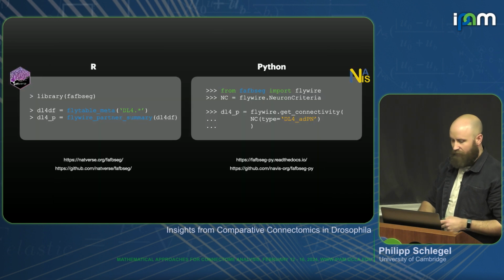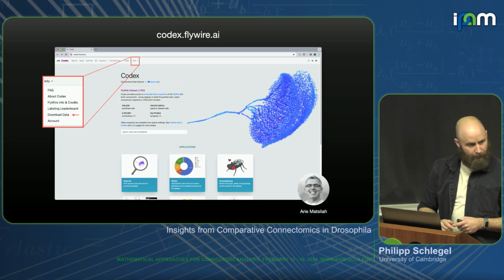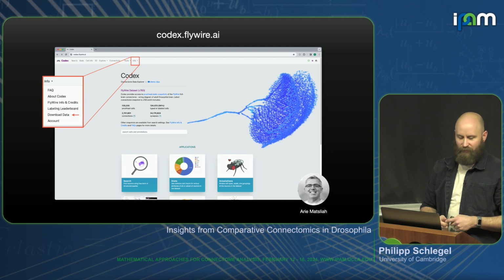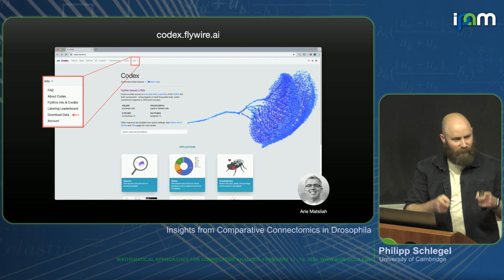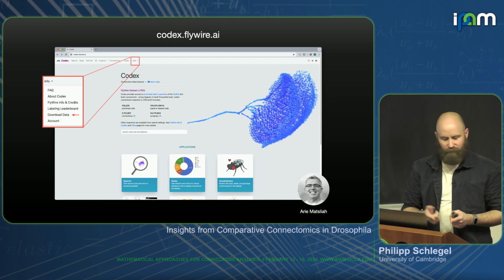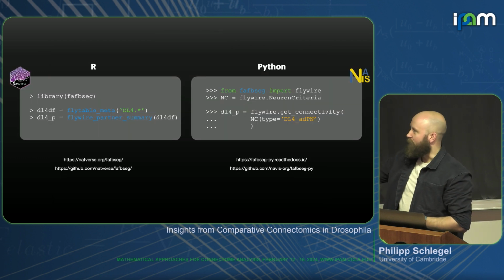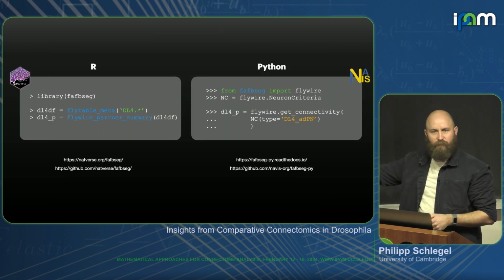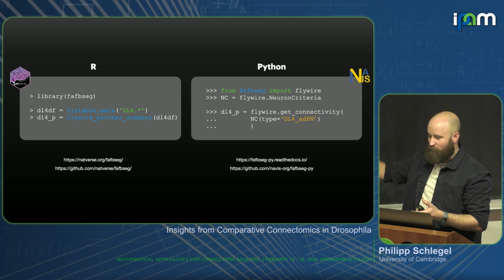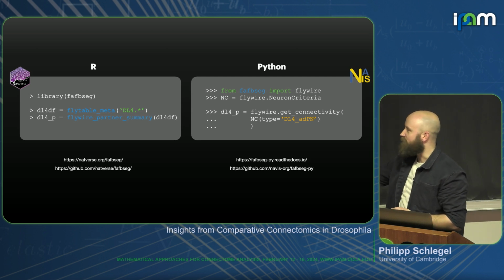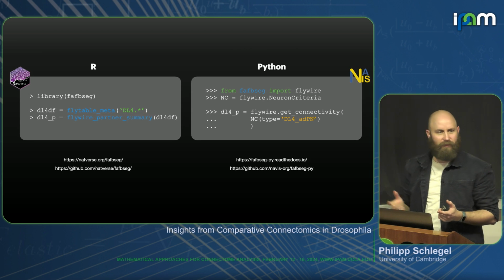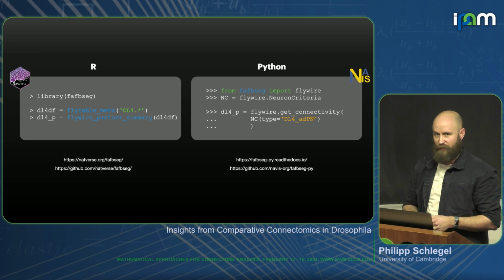So this connectivity is equivalent to a matrix? No, it's sparse, so you get an edge list. Alternatively, we've also developed R and Python packages that just happen to both be called FAFBSeg, that you can use to programmatically interact with the data sets.